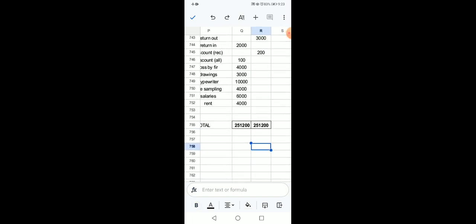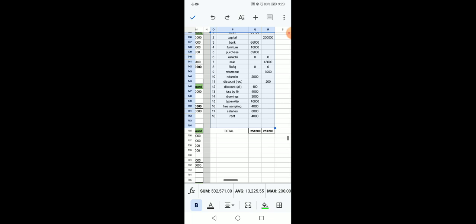So thankfully the totals of both sides are automatically equalized. There is no need to go to the journal again. There is no need to check our ledgers again. All amounts posted in the journal and ledger are accurate. Why? Because the trial balance has automatically been equalized. 251,200 is our answer for the trial balance. This is the happy moment. For me, I'm enjoying it.